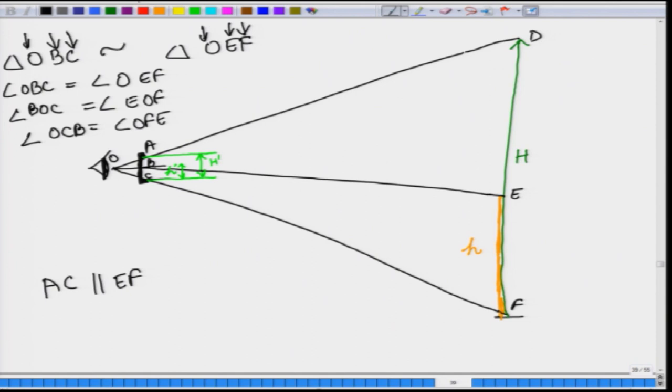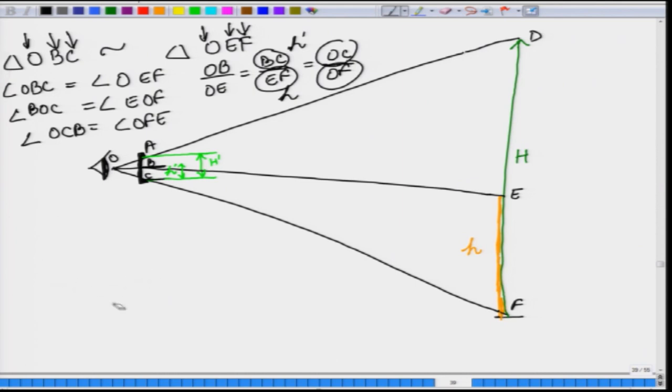Now, if both of these triangles are similar triangles, then we can write that OB by OE is equal to BC by EF is equal to OC by OF. Now, in this case, you have BC, this is the value of BC, and BC is equal to h prime, EF is equal to small h, which is equal to OC by OF.